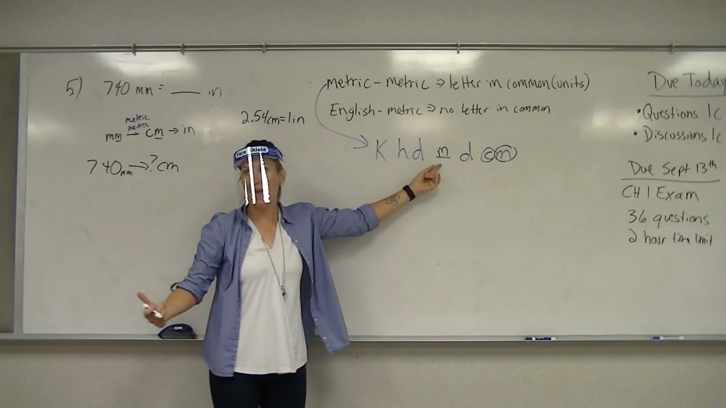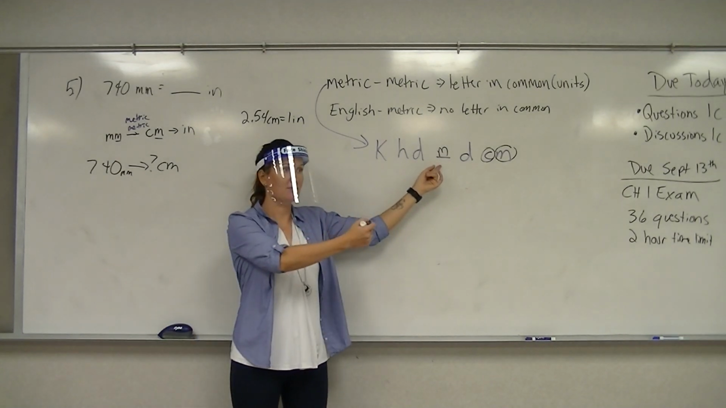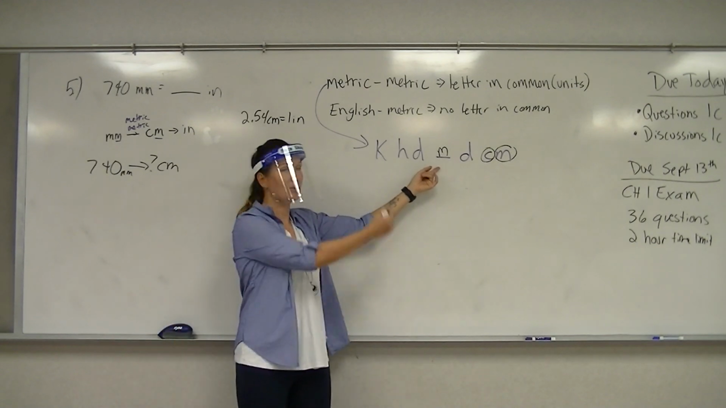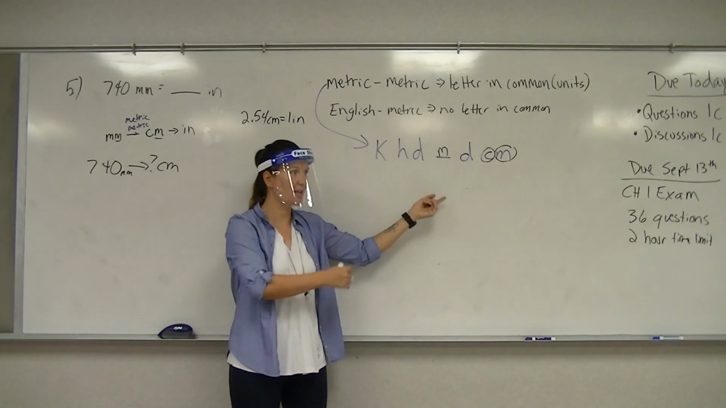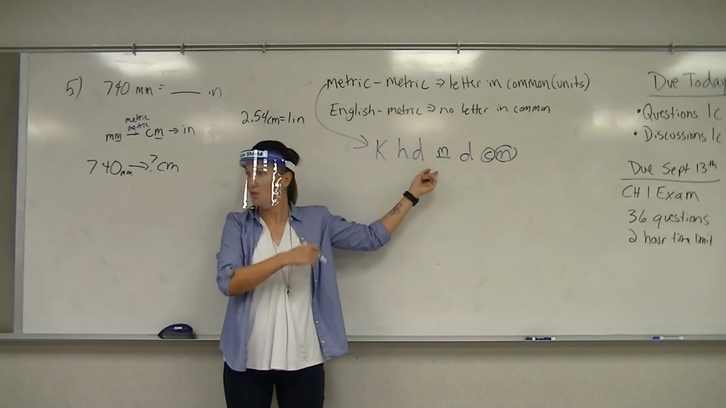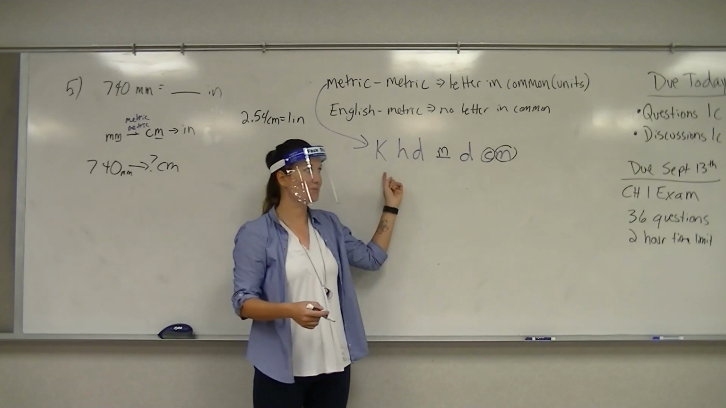This can work for mass. And if it's mass, we put grams. It can work for volume. So then we put liters. It can work for time. Then we put seconds. If you were doing physics, you could put newtons and a whole bunch of other things in there. Okay? It's a really nice scale.